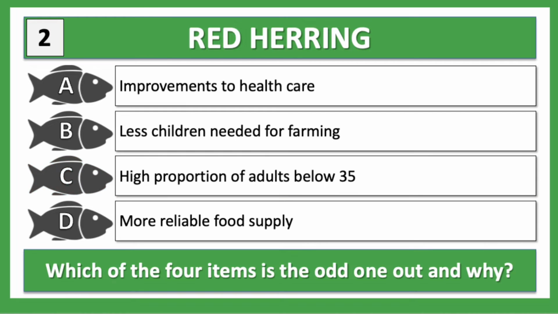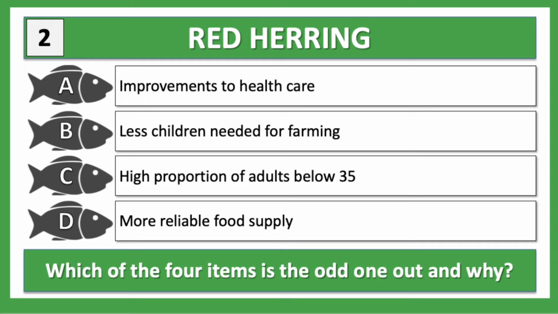Right, number 2. We've got improvements to healthcare, less children needed for farming, high proportion of adults below 35, and a more reliable food supply. So which one of these is the odd one out and why? If you need a little bit more time to work it out, then please pause the video.